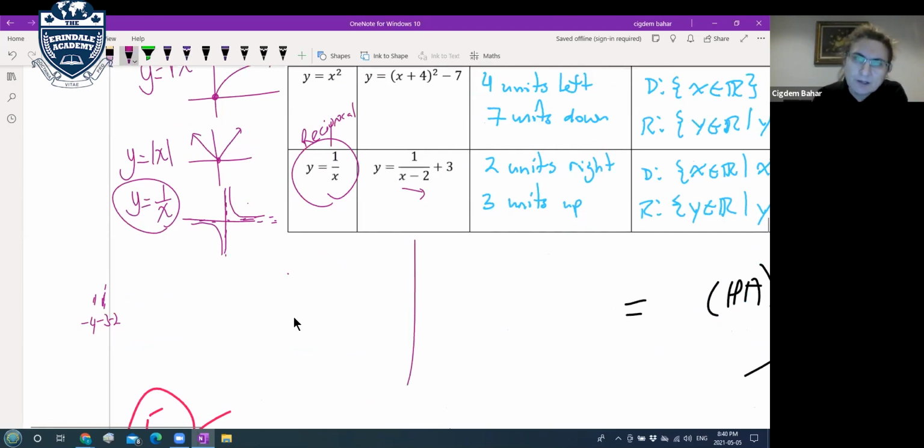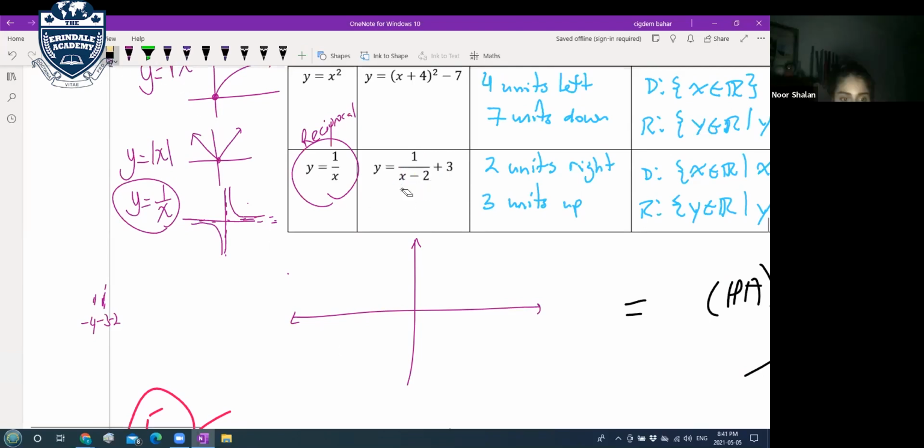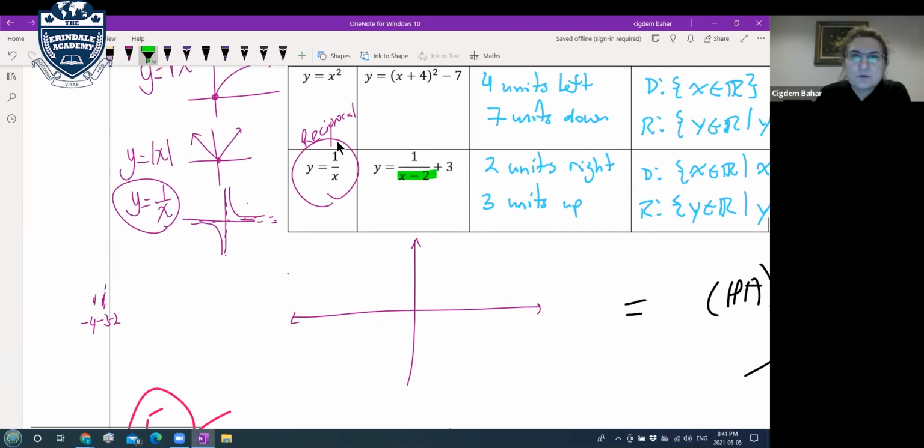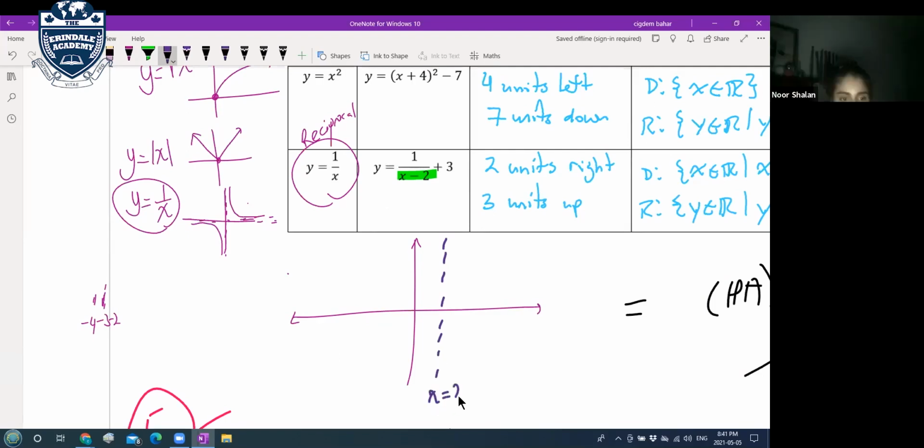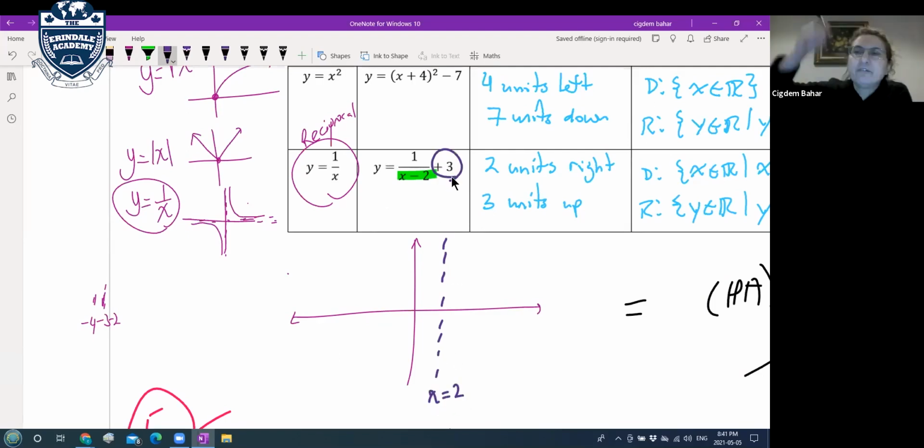At what line do I have an asymptote? Give me the asymptote. How much did you shift this graph? To the right, 2 to the right. So does your asymptote. So your asymptote is at 2 here. And you shifted your graph 3 up. So go to the 3. 1, 2, 3. Your horizontal asymptote also shifted.